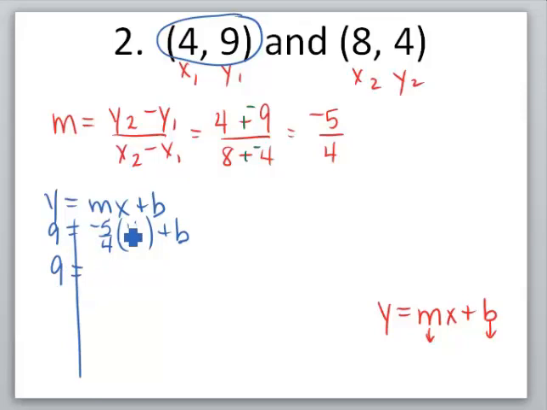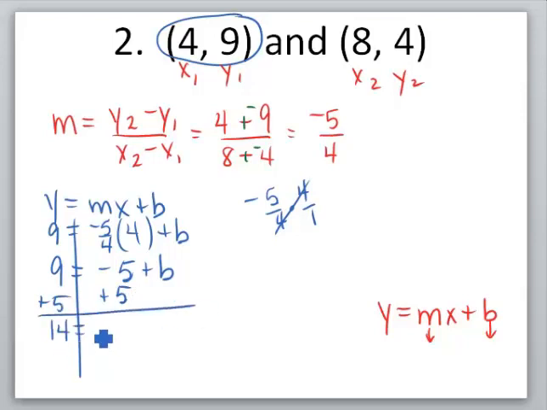Y equals, move off this side, negative 5/4 times 4 over 1, cross reduce, I get negative 5 plus b. To get b by itself, I'll add 5 to both sides, I get 14 equals b. So I end up with the answer y equals negative 5/4 x plus 14.